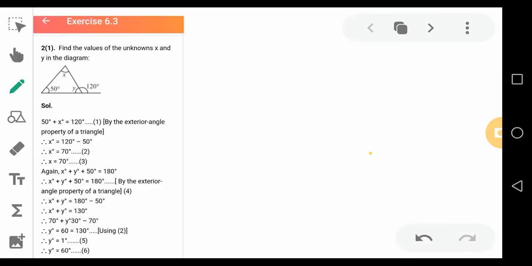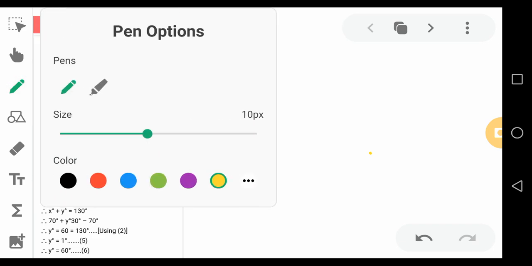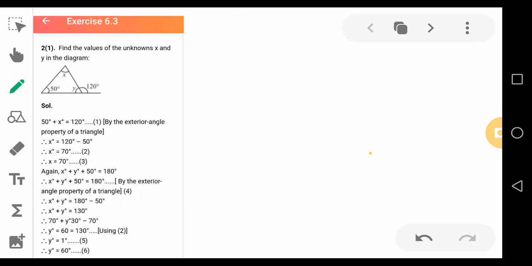Hello students, today we'll see exercise 6.3, second question. Find the values of the unknown x and y in the diagram. So here you can see one triangle, and among these three interior angles, one is 50, the other one is x and the other one is y. So that x and y we don't know. That's what we are going to find.